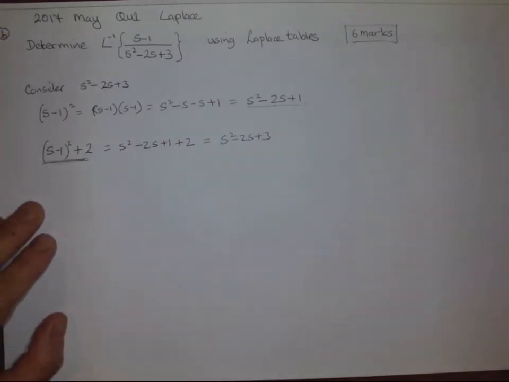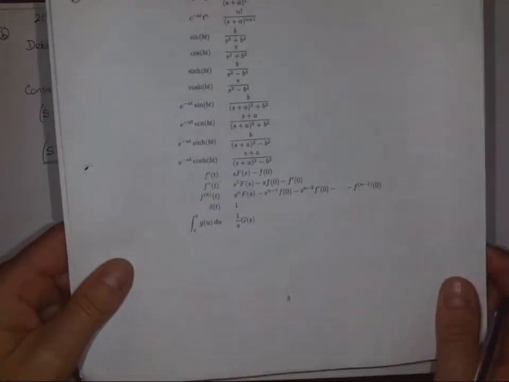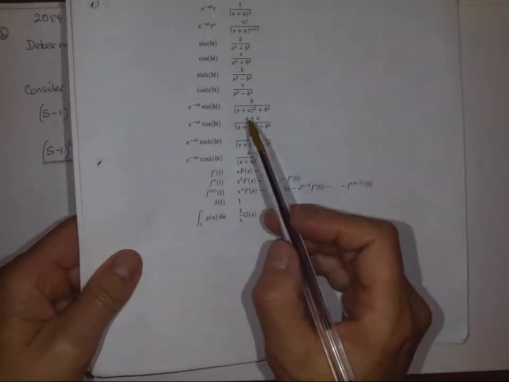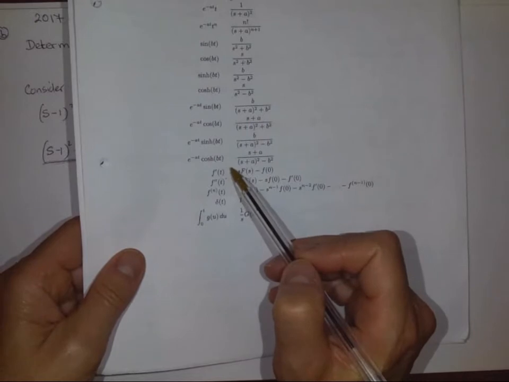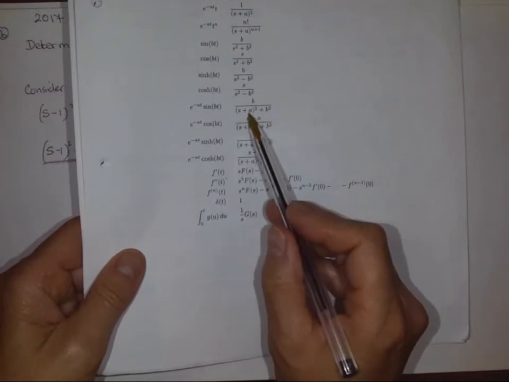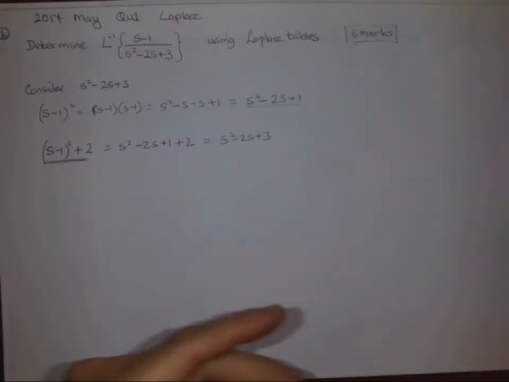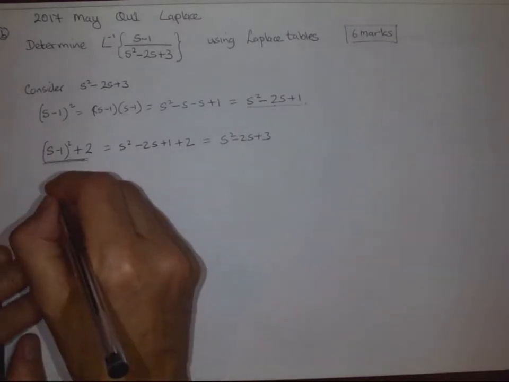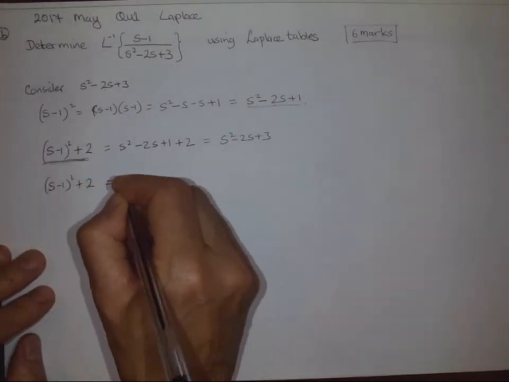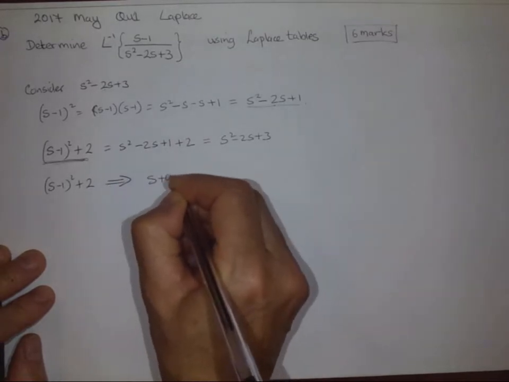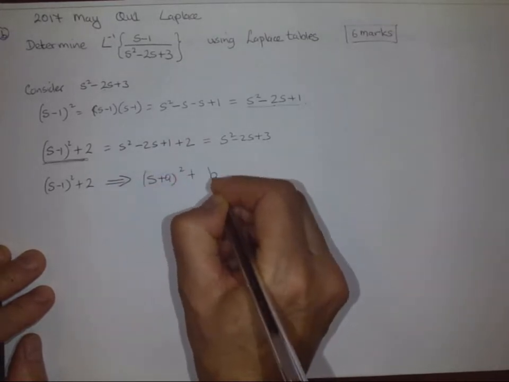Now, the reason we go for that is because here in the tables we have this s plus a squared plus b squared underneath. That's what we have, where our a is minus 1. So we will make this look like s minus 1 squared plus 2, and we want to make it look like s plus a squared plus b squared.